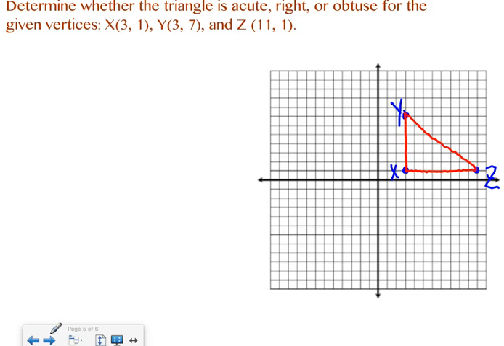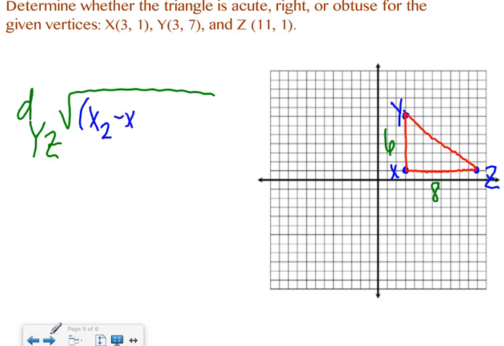How long is XY? 6. How long is XZ? 8. And now we do have to do the distance formula from Y to Z. Just one time. So do the distance formula with me one time. So distance from Y to Z. Question, what's the distance formula? All right. X2 minus X1 squared plus Y2 minus Y1 squared.